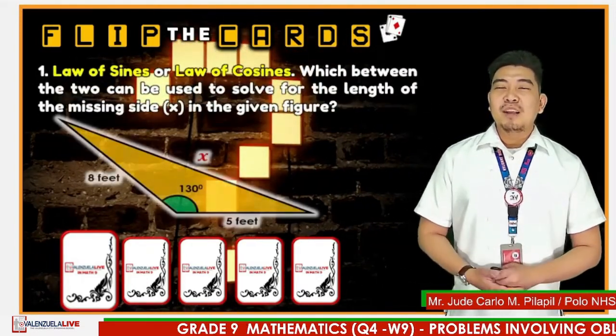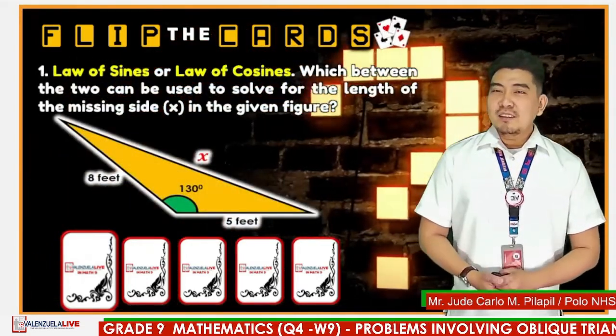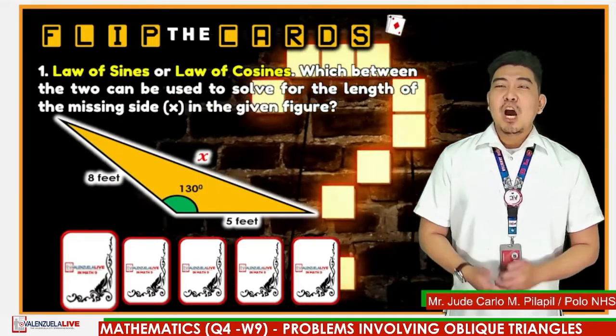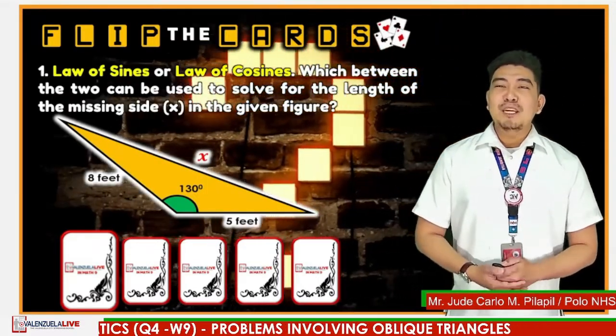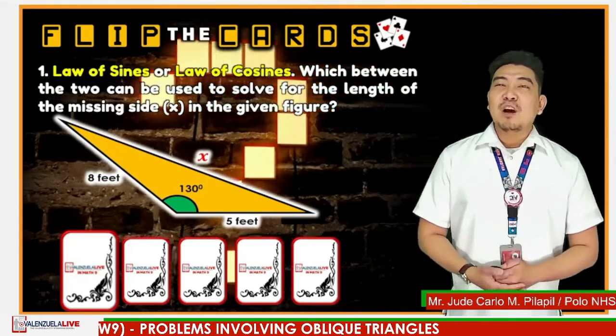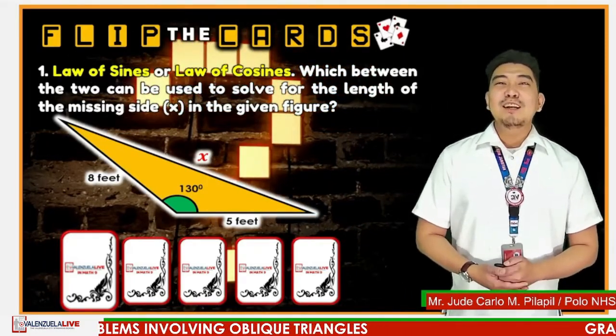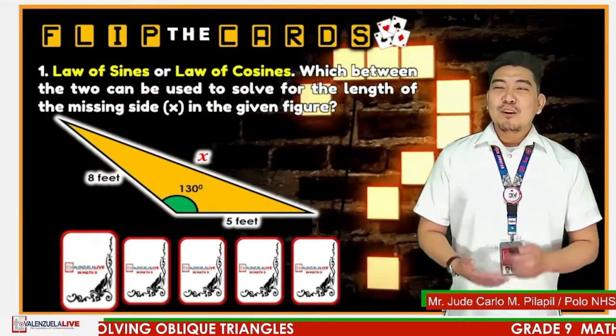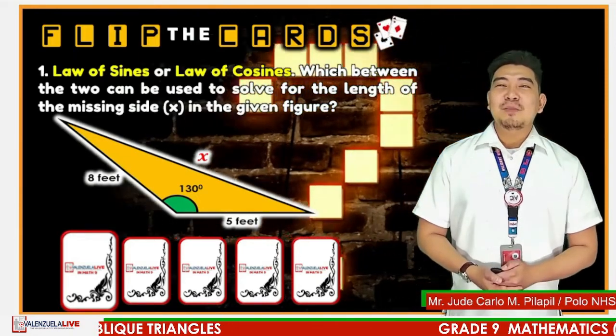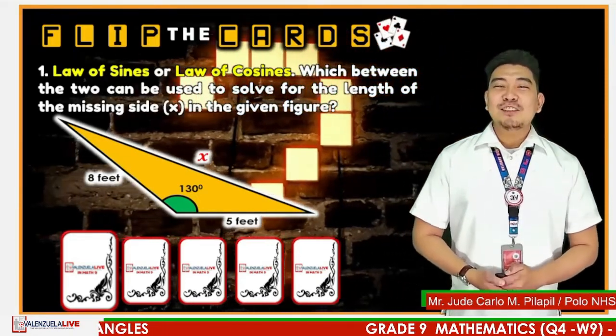Item number 1. Law of sines or law of cosines. Which between the two can be used to solve for the length of the missing side x in the given figure? Look at the figure closely. Your timer starts now.